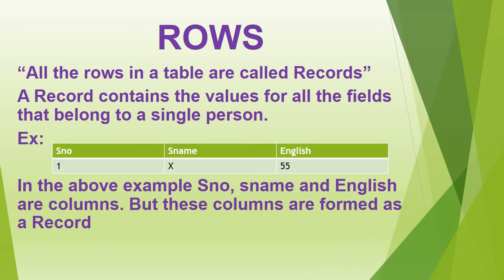Next, rows. All the rows in a table are called records. See here, here is one row. This is a row. A record contains the values for all the fields that belong to a single person.